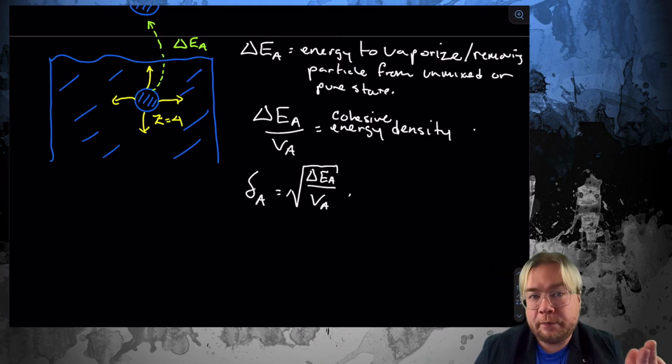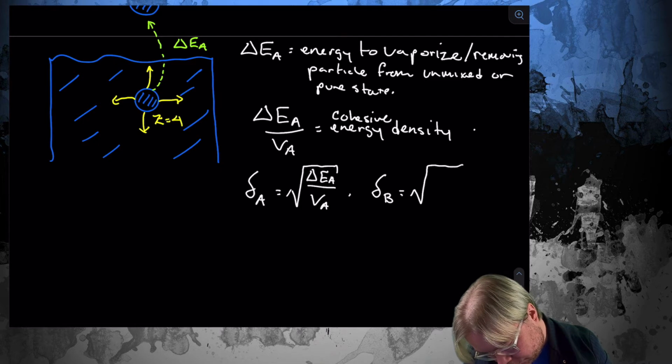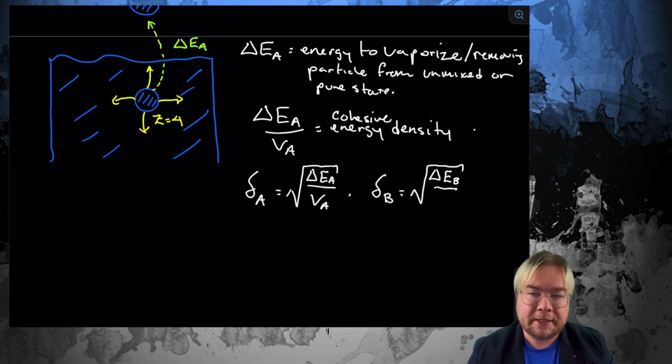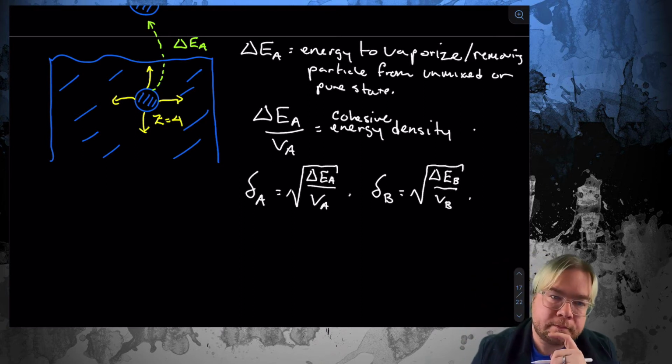So I could also do this for B. I could define that the solubility parameter for B would be the square root of the energy it takes to remove it from its pure unmixed state divided by the volume of a B particle.